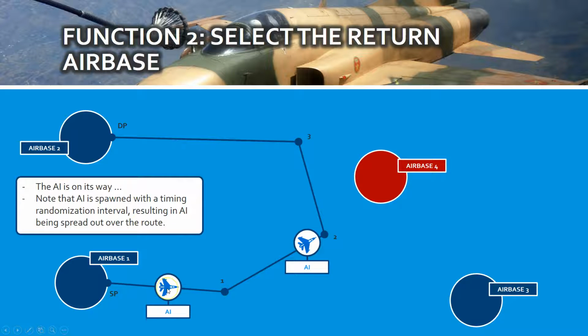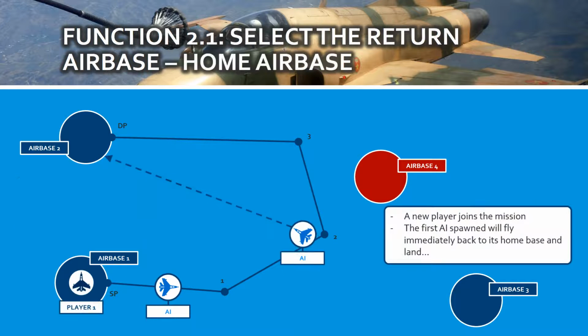Note that when the mission has no players, the actual spawning of the AI has a time interval, so they will start at different time intervals, giving a kind of a spread of the AI active within the mission. So the AI is underway, following its route, and then let's talk about function 2.1.